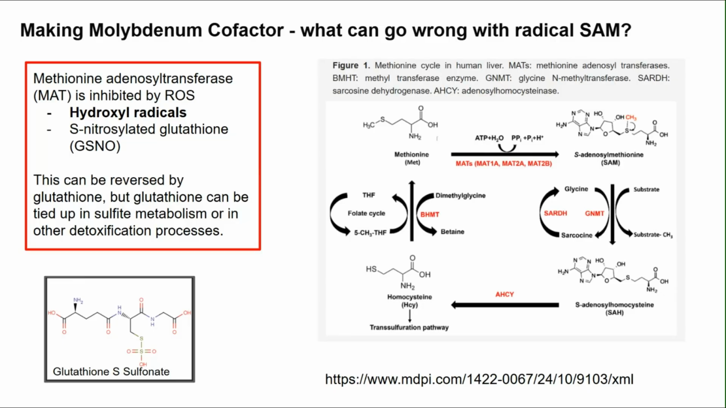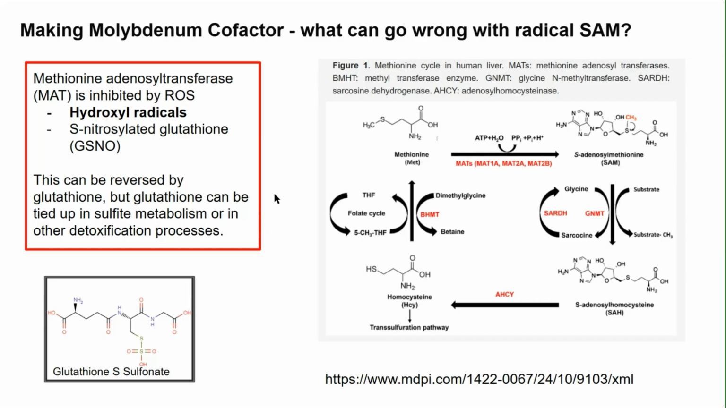So it's a big issue. We need to mop these guys up. And then MAT can be inhibited by S-nitrosylated glutathione, but this is like a physiological inhibition that kind of comes and goes. It's not like an insane toxic inhibition. And this can be reversed by glutathione, but glutathione can be tied up in sulfite metabolism. So if you truly have sulfite oxidase deficiency, we truly need these hydroxyl radicals to go the heck away, right?